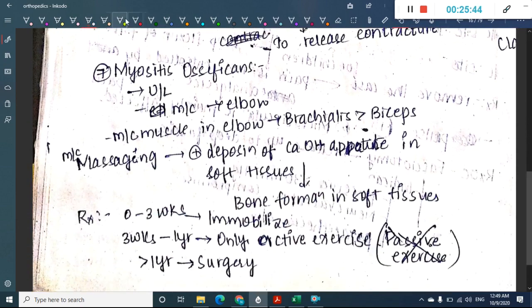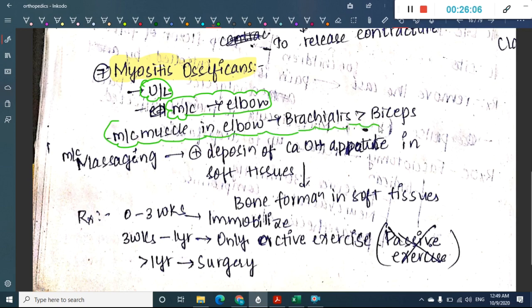Then the next thing is about myositis ossificans, right? This myositis ossificans is usually unilateral. And what is the most common site? The most common site of this myositis ossificans is the elbow. Now, what is the most common muscle involved in this myositis ossificans? The most common muscle involved is the brachialis, more than the biceps.